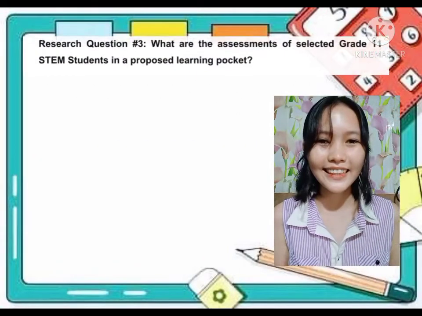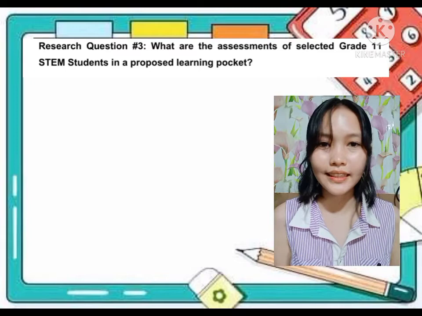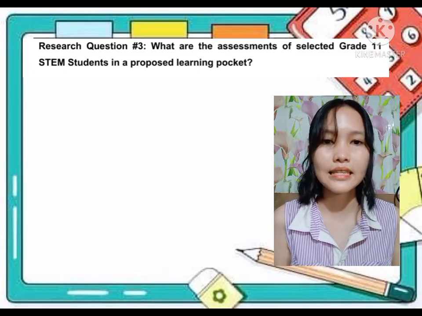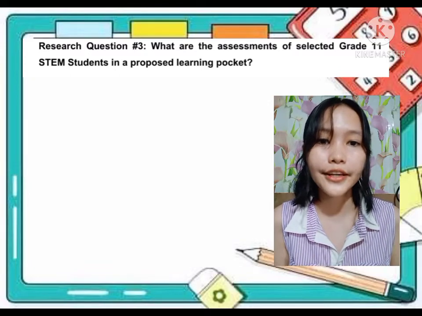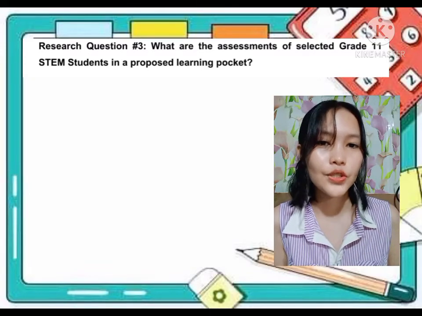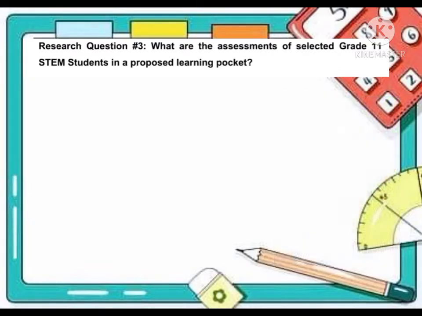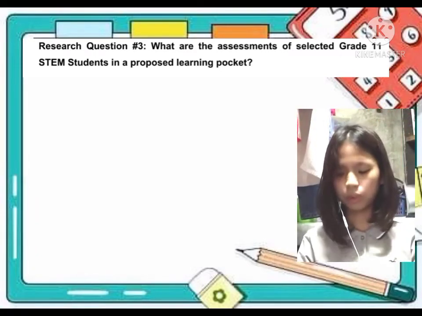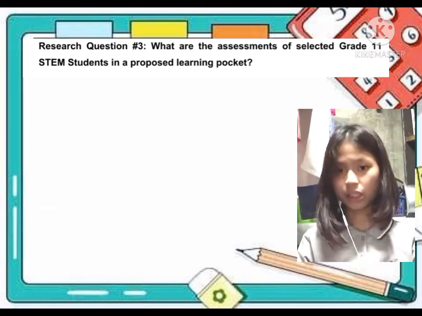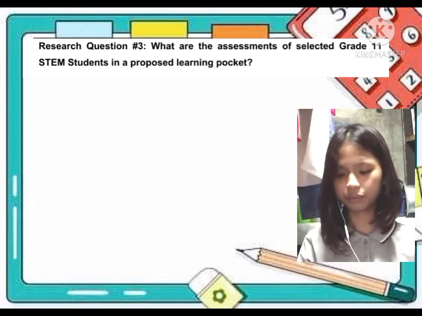And lastly, to answer SOP number 3, we will discuss the assessments of grade 11 STEM students on the proposed learning packet using visual approach. We have 8 statements of criteria for a proposed learning packet on grade 11 students. We have 27 respondents from grade 11 students in Jose Abad Santos High School.